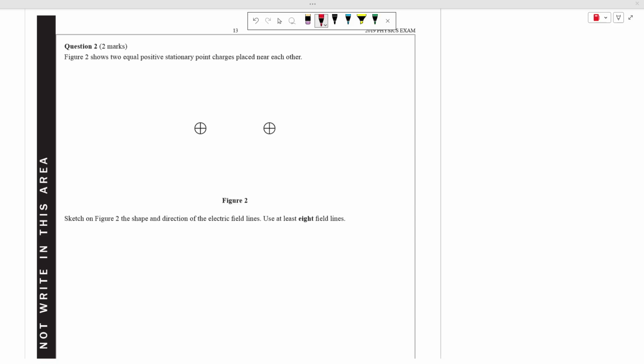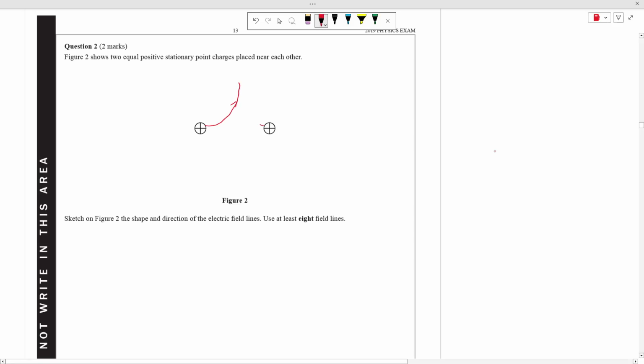Alright, question 2. Figure 2 shows 2 equal positive stationary point charges placed near each other. Sketch on figure 2 the shape and direction of the electric field lines. Use at least 8 field lines. Okay, so you've got 2 positive charges near each other. So that's going to cause the field lines to bend. You've all seen the picture of what 2 positive charges' field lines look like. So they're going to come out of the charges, going to look something like this.